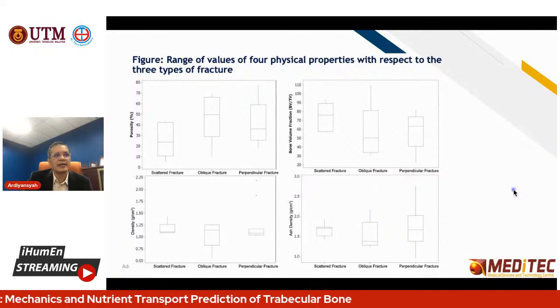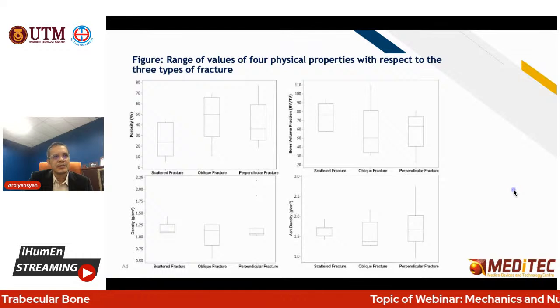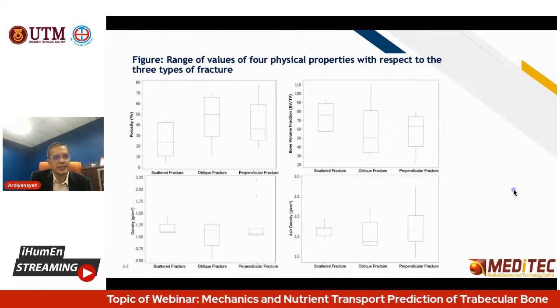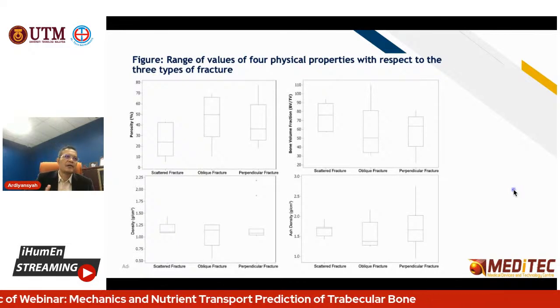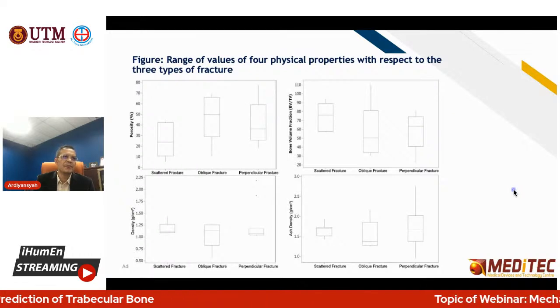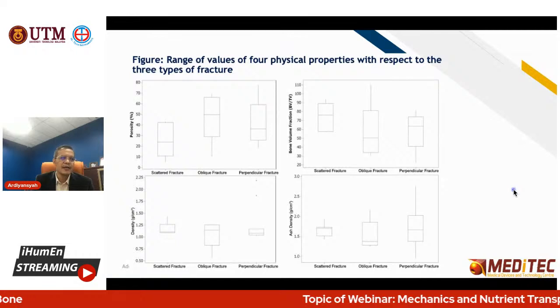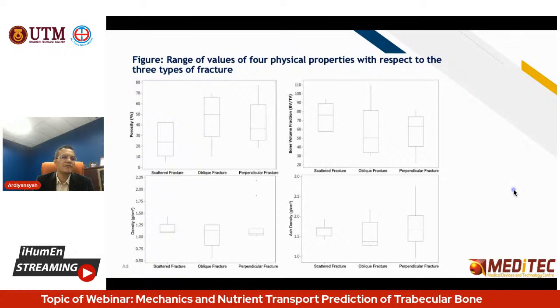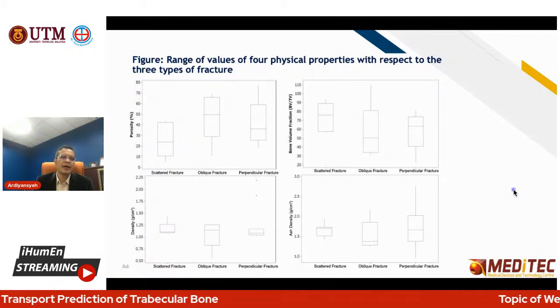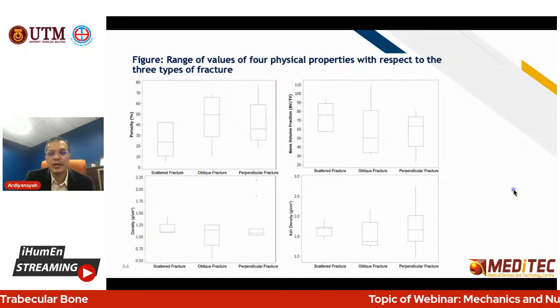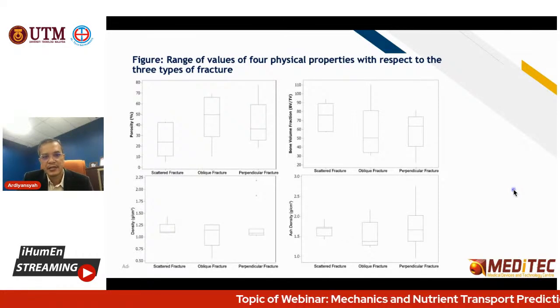Okay, this is where you study morphology, with all the types of fracture. Then you look at the effect on porosity with the scattered fracture, oblique fracture, or perpendicular fracture. Then you can check the effect on porosity, density, edge density, and volume fraction. You can check which one has more effect in identifying the type of fracture in the cancellous bone.